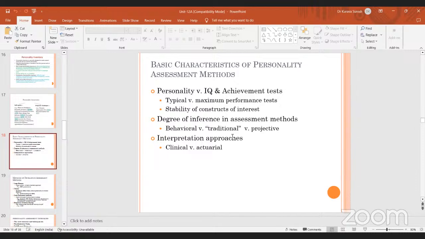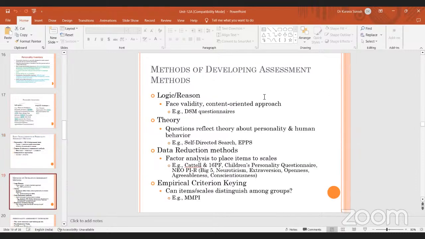Degree of interference. Assessment methods: behavioral approach, with clinical and artificial intelligence tests. Methods of developing an assessment method: logical reasoning, face validity, consistent approaches. Theory: questions of referral theory, reflective theory about personality, human behavior, self-direction, such as the EPSC.